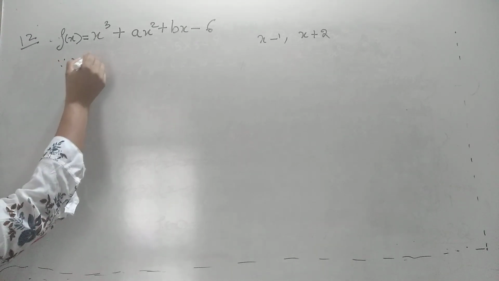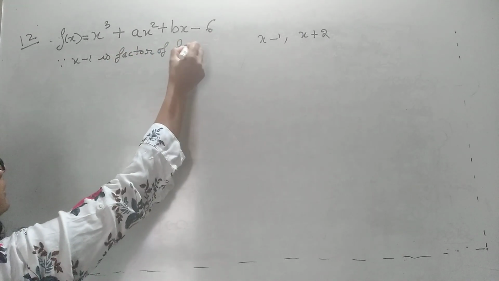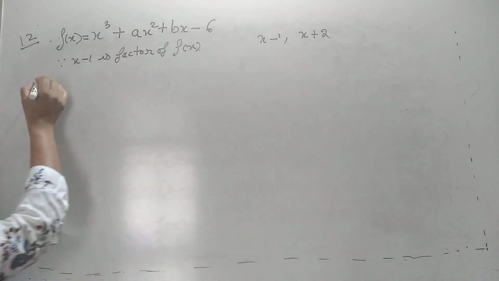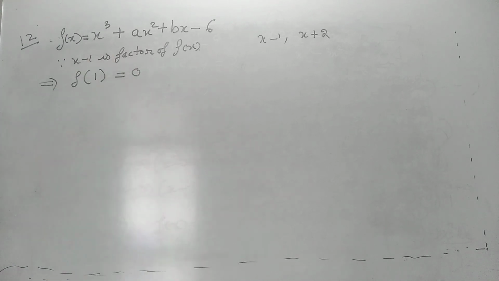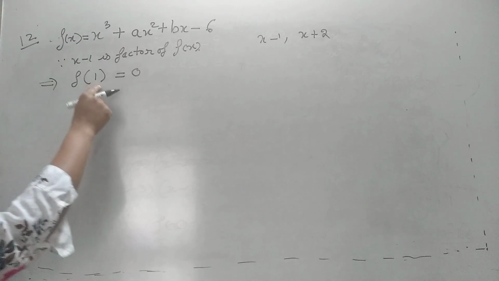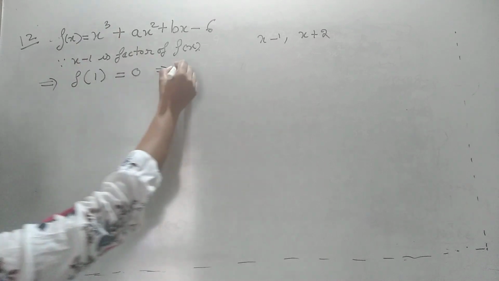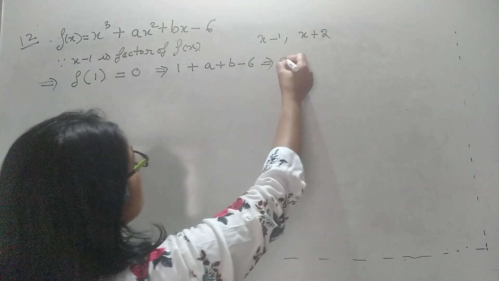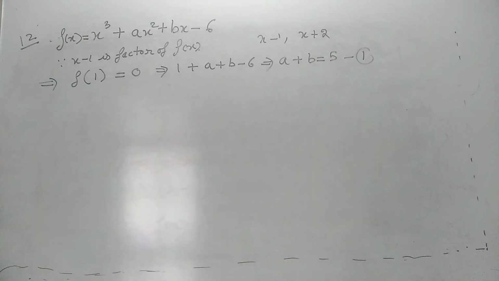Now since it is given that x minus 1 is the factor of fx, what does that imply? If this is its factor, what does that imply? By factor theorem, it implies f of 1 is 0. If x minus alpha is the factor of fx, that means f of alpha is equal to 0. What is f of 1? In place of x, write 1. Hence, we are getting one equation that a plus b is equal to 5.